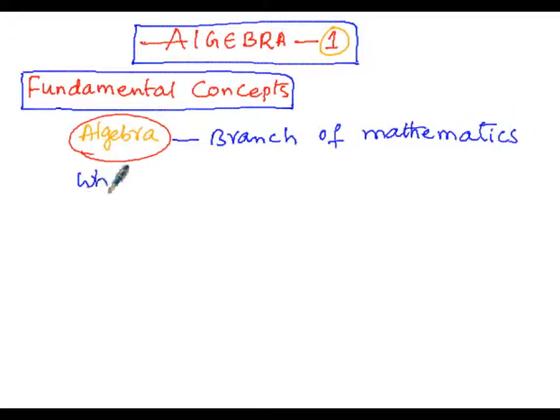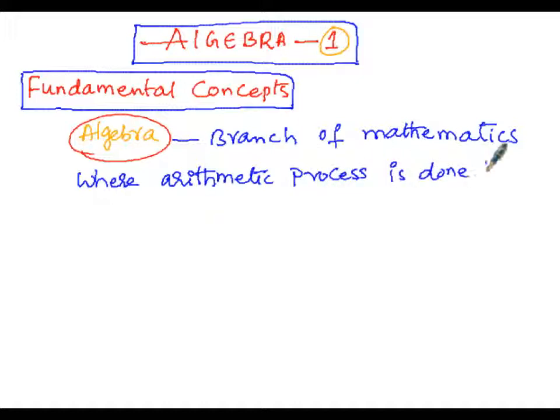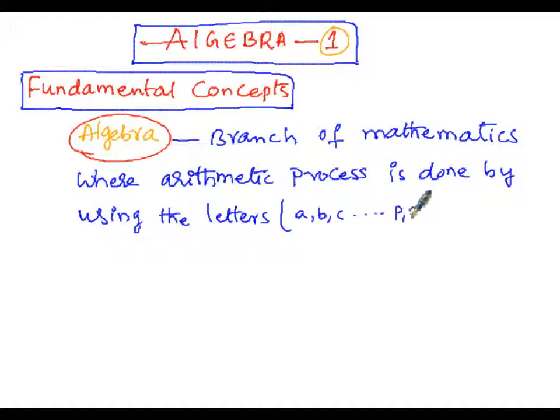Where arithmetic process is done by using the letters along with the numbers. So here in this case I said by using the letters such as a comma b comma c or else p comma q comma r and so on, along with the numbers.